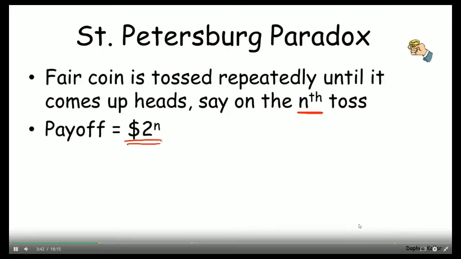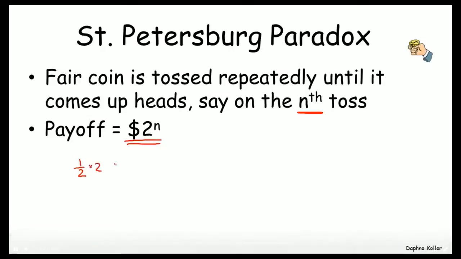So what's the expected payoff in this case? Well, the probability that it comes up heads on the first toss is half, and then you get $2. The probability that it comes up heads for the first time on the second toss is a quarter, and the payoff here is $4. On the third toss it's an eighth times $8, and it's easy to see that the expected payoff over here is infinite. So in principle, people might be willing to pay any amount to play this game because their expected payoff is bigger than any amount that they would be paying to play.